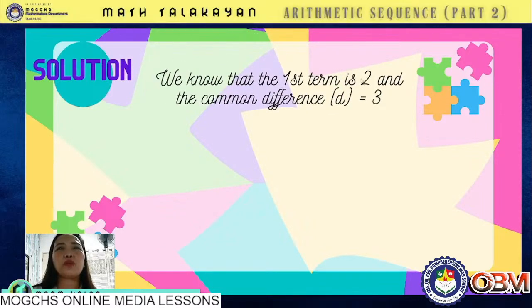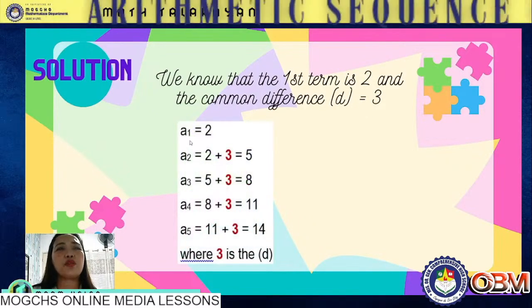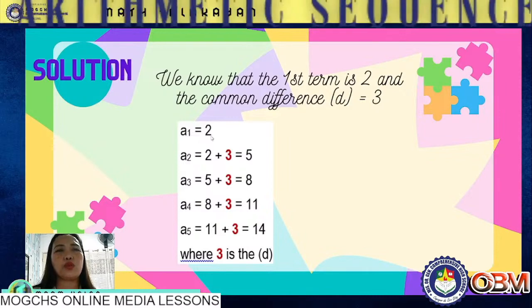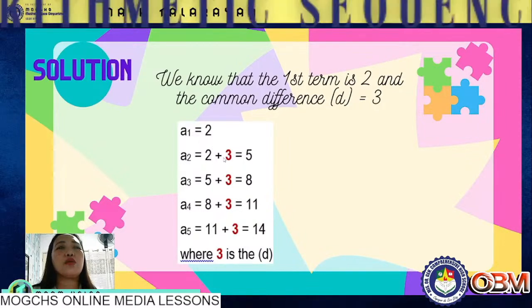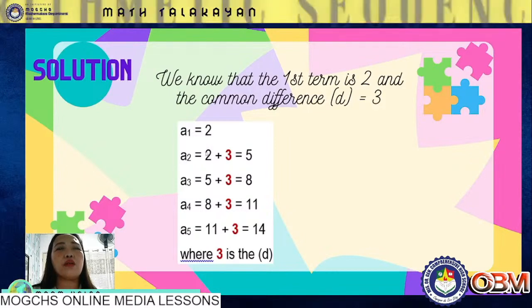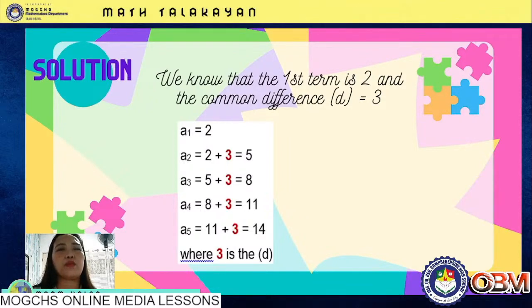We know that the first term is 2 and the common difference is 3. So we have the first term, a sub 1, equals 2. Then we add 3 for our first term. So we have 2 plus 3 equals 5 and that will be our second term. 5 plus 3 equals 8 for our third term. 8 plus 3 equals 11 for our fourth term. And 11 plus 3 equals 14 for our fifth term. 3 there is the common difference, or d. Therefore, the fifth term is 14.